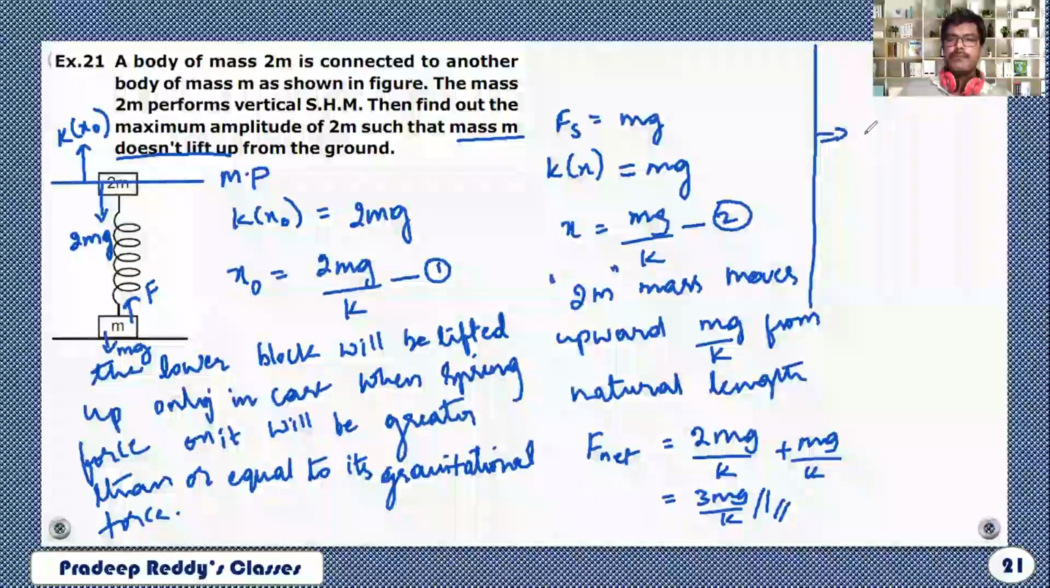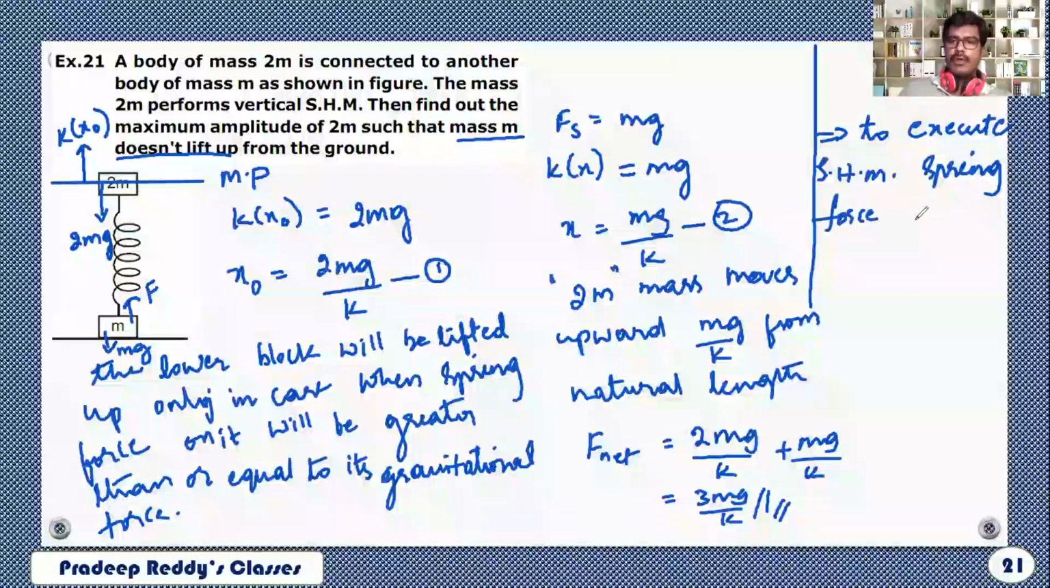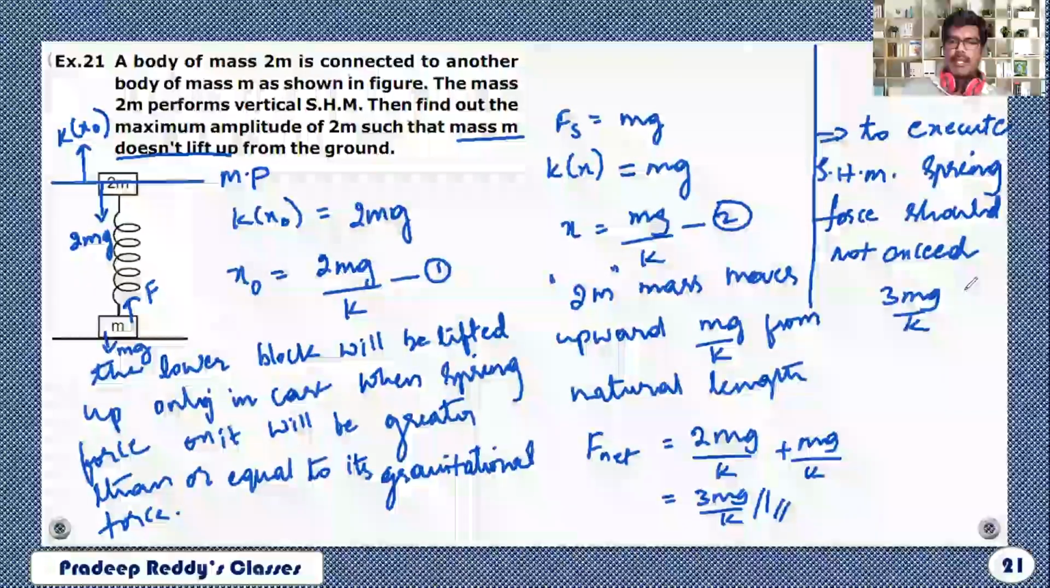Therefore, to execute SHM, spring force should not exceed 3mg by k. This is the final expression.